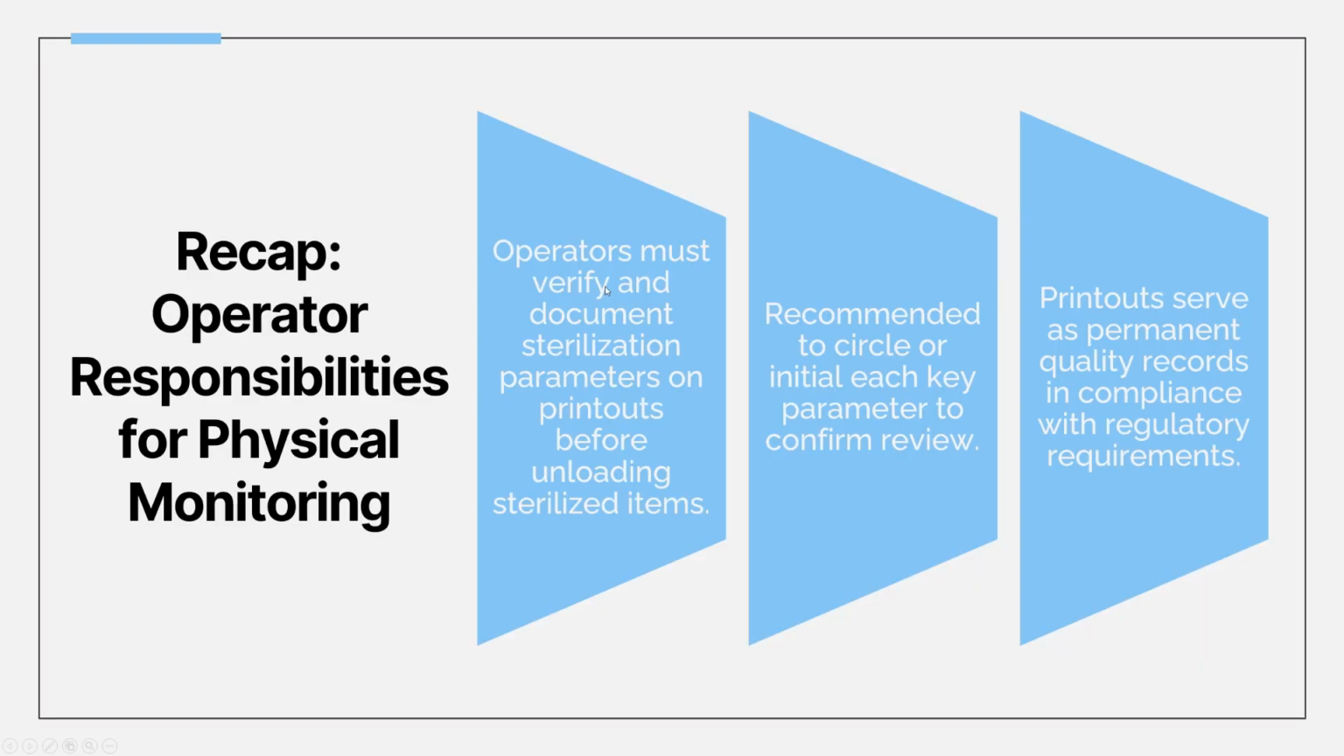So if you guys remember, the operator responsibilities for physical monitoring. After every sterilization cycle, operators must check the printout before unloading items. You must look for temperature, time, and pressure, if applicable, it depends on the sterilizer you're using, to make sure the cycle met all required parameters. It's a best practice to circle or highlight key values and then initial and date the printout.